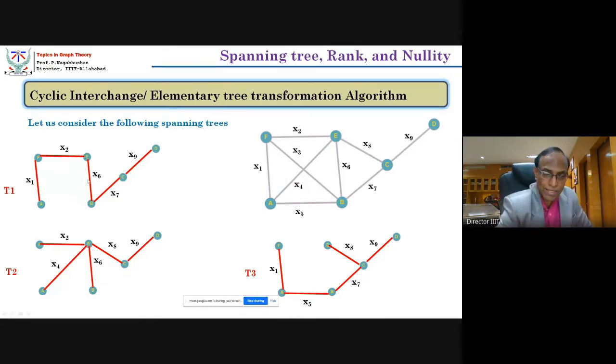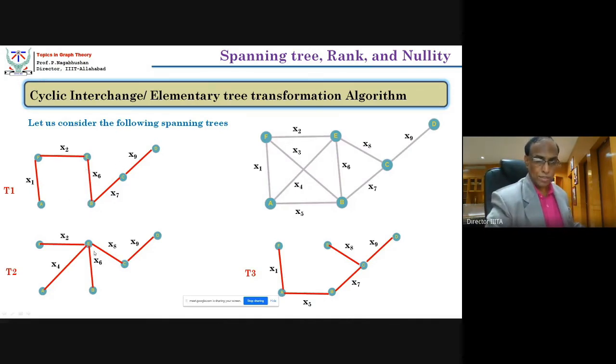Okay. So what is the distance? Distance is defined as the edges which are present here but not here. So x7 is present here, not here. x1 is present here, not here. Therefore, the distance is 2. Similarly, let us see here. x4 is present here but not here. x8 is present here but not here. Therefore, the distance between T1 and T2 is 2. Therefore, you can find out the distance between T1 and T3.